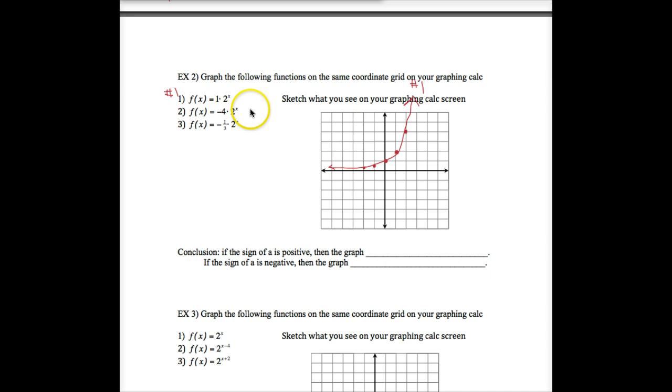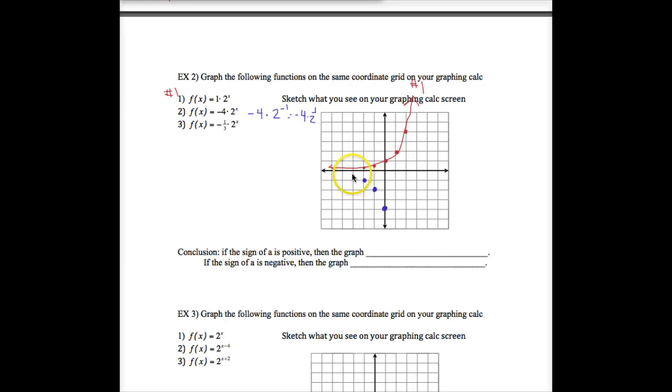You can make your own t-chart if you want. I just plug in numbers really quickly. When x is 0, 2 to the 0 is 1, so that's negative 4. So 0, negative 4. When x is 1, negative 4 times 2 is negative 8, so that's off the graph. When x is negative 1, negative 4 times 2 to the negative first is negative 4 times 1/2. So that's negative 2. So that goes here. And then when I have negative 2, 2 to the negative 2 is 1/4. Negative 4 times 1/4 is negative 1.